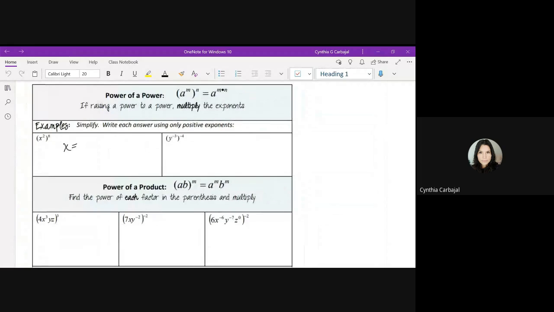Okay, I am in the right one. Okay. So I'm not sure what I did there, but that was interesting.